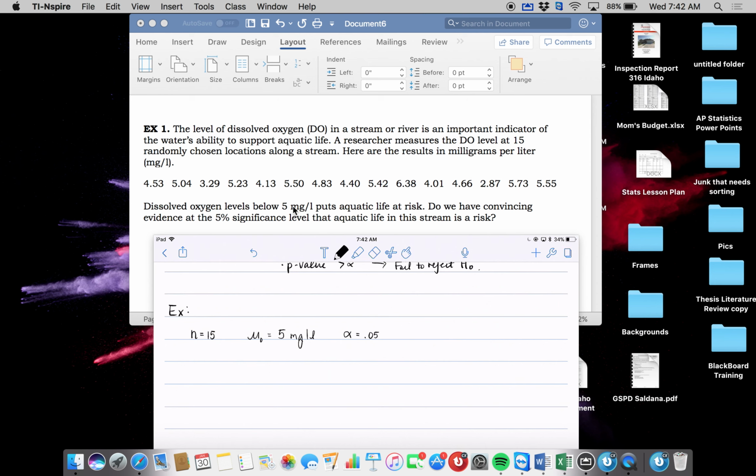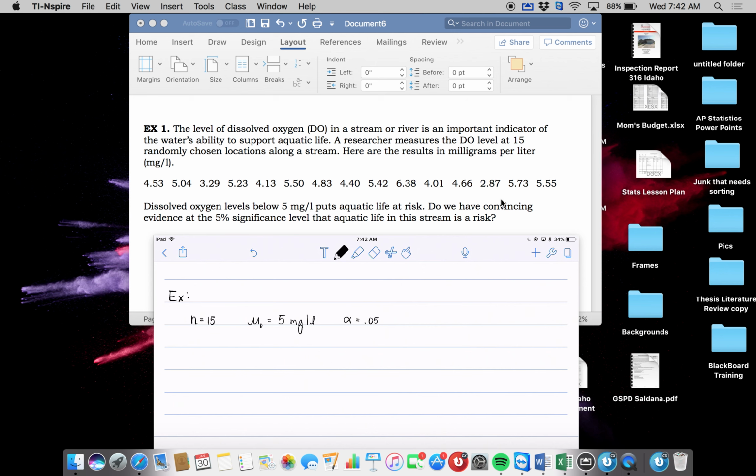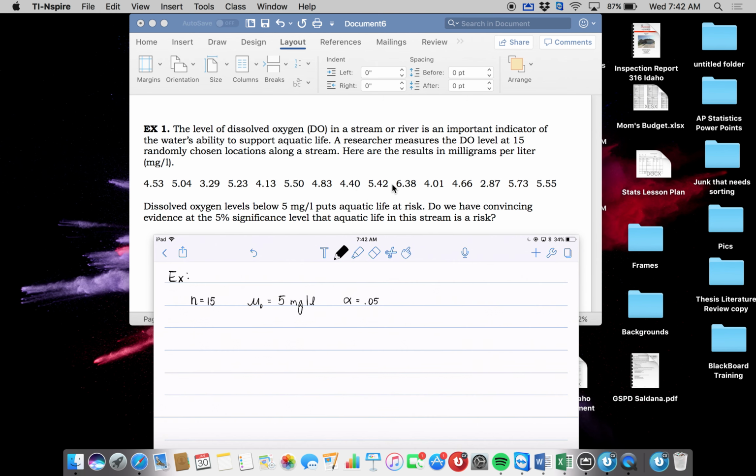Okay, so let's start with the procedure. Notice that they ask for convincing evidence. Whenever they ask for convincing evidence, you should know I'm going to carry out a hypothesis test. Since these are not percentage values, we're not doing a test for proportions. We're doing a test for means. So the first step is to state your hypotheses, the null, the alternative, and to state what your population characteristic means.